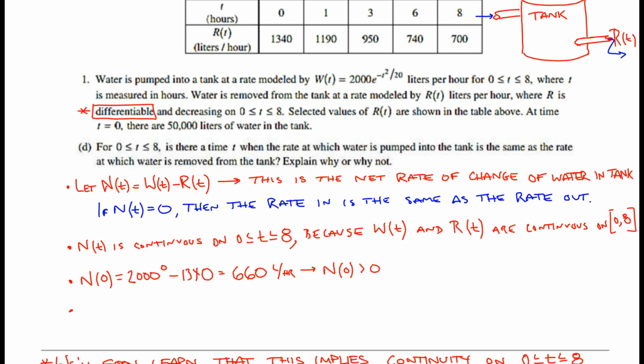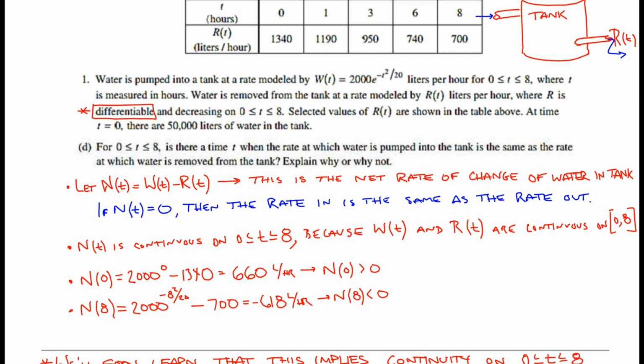Now let's look at the right endpoint. Let's look at the net rate of change when t equals 8. So that's my W of t, 2,000 raised to the negative 64 over 20 power, and then I'm subtracting R of t at t equals 8, which is 700. I evaluate that on a calculator, and I get a value that's about negative 618 liters per hour. So clearly, the net rate of change at the right endpoint is less than 0.